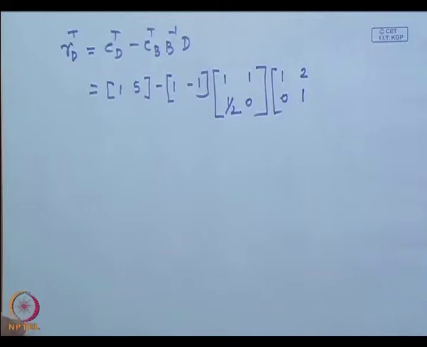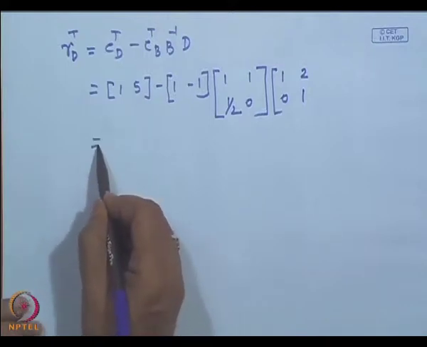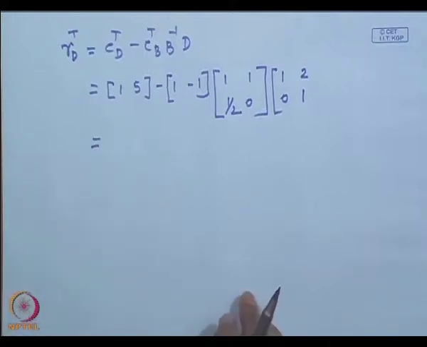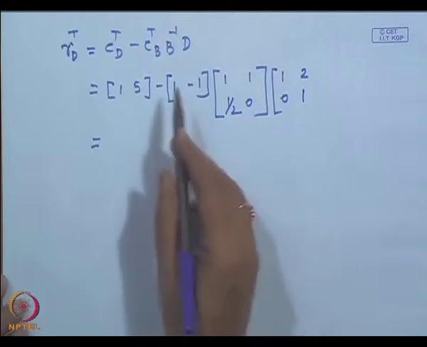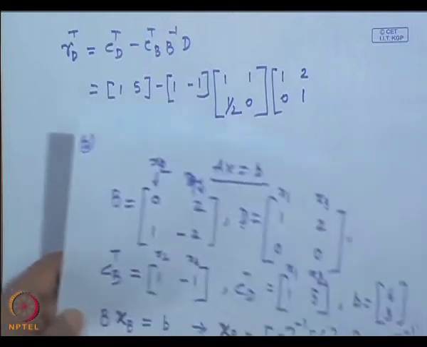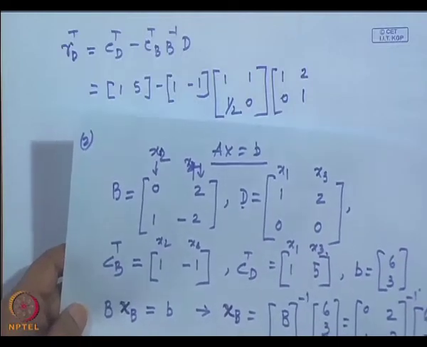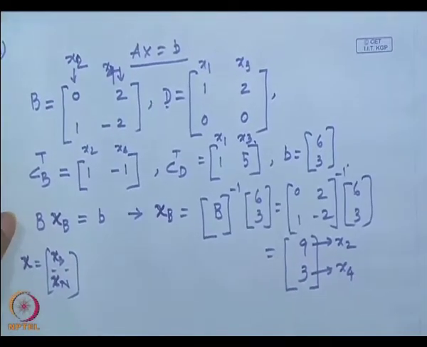So, now the D value we got, just see, is corresponding to x 1 and x 3. What is x 1 and x 3?